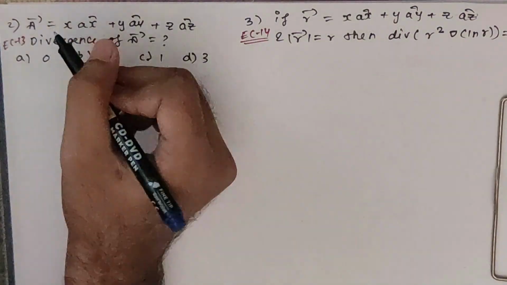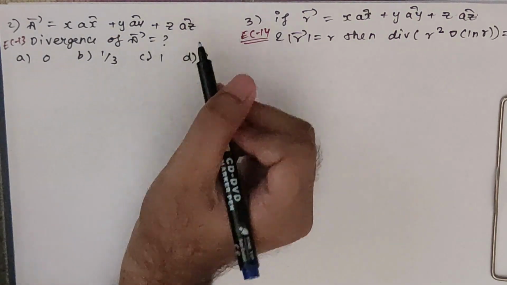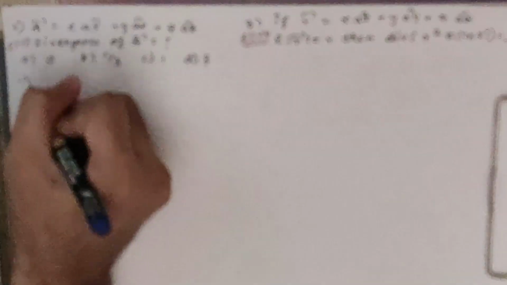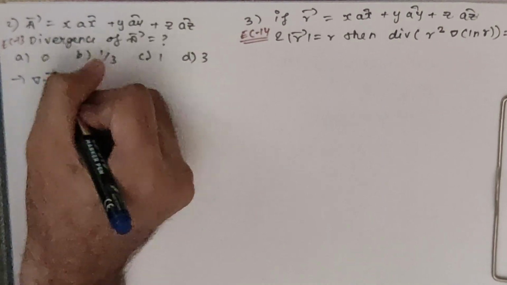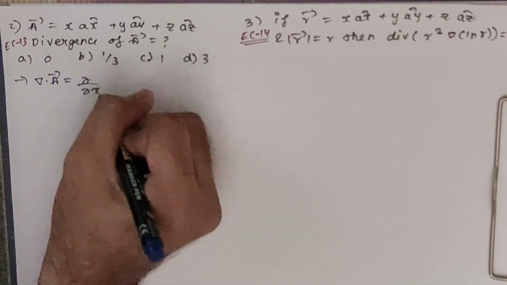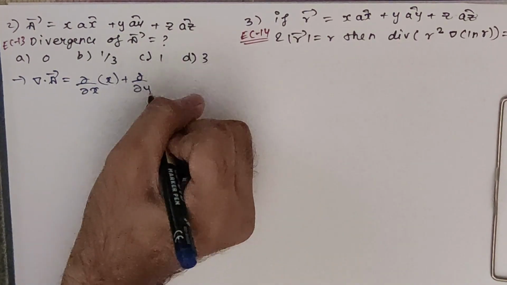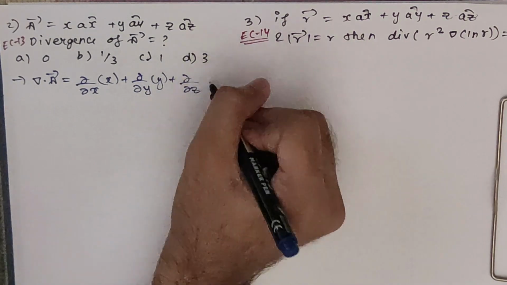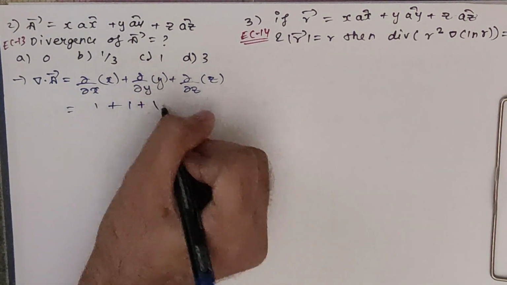Okay, now let's see the second sum. A bar is given as x ax cap plus y ay cap plus z az cap. And the question is you have to find the divergence of A bar. To solve this question, you will use the divergence formula, that is del dot A bar equals dou by dou x of the x component, that is x, plus dou by dou y of the y component, that is y, plus dou by dou z of the z component, that is z. So the answer will be 1 plus 1 plus 1, basically 3.